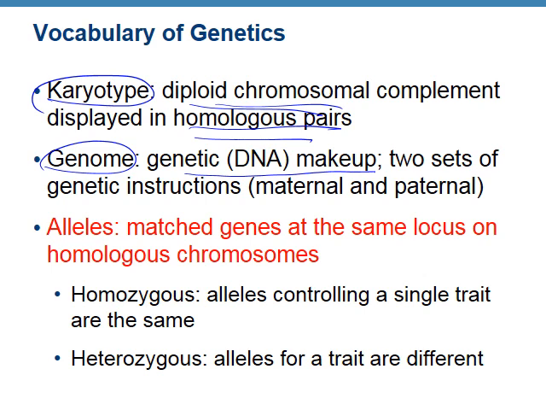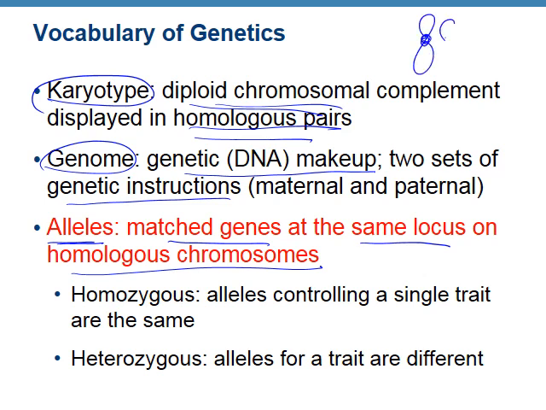Genome is the genetic makeup, all the genetic instructions that make you who you are. Alleles are matched genes at the same locus on homologous chromosomes. We already saw this. I can't seem to make that second one the same size, right? All right, so if these are both chromosome 12, and right here I have genes that code for hair color.